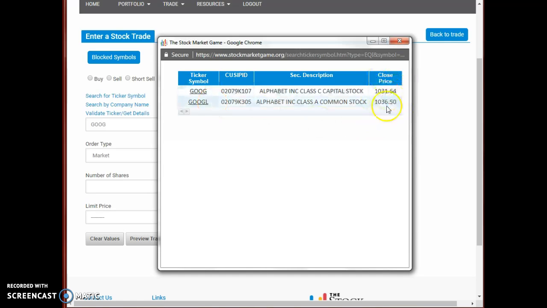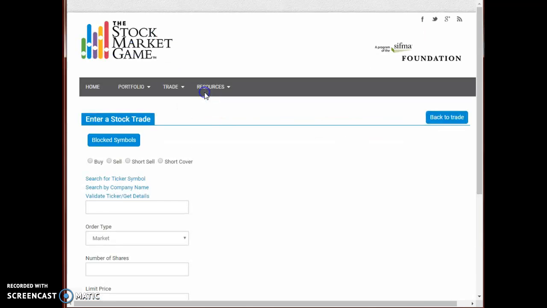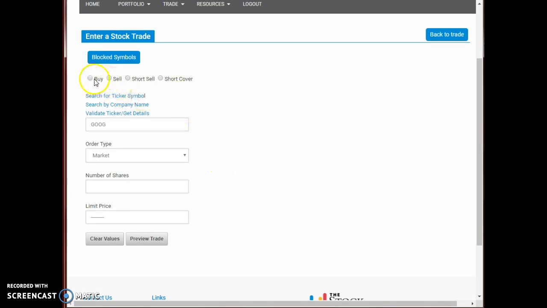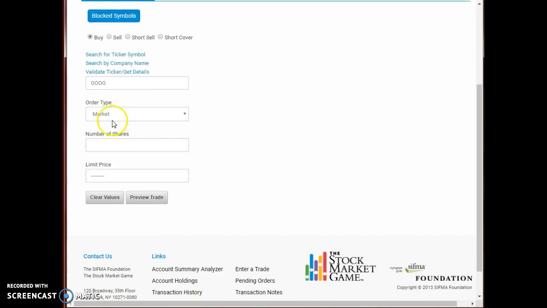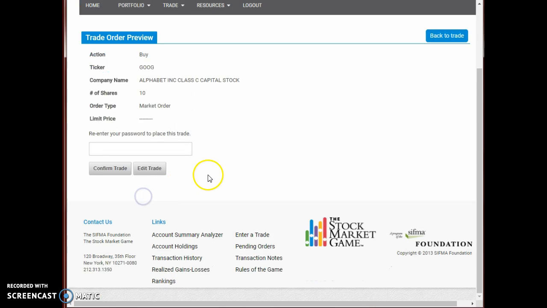They're both at about the same price right now. So I'm just going to go with Goog. I want to buy Goog. I'm going to do a market order so that it posts immediately. And because of how expensive it is, I think I'm just going to purchase 10 shares right now. So then I click Preview Trade, and it shows me a preview of my trade. It shows that I'm buying Goog, the full name, 10 shares, and it's a market order.